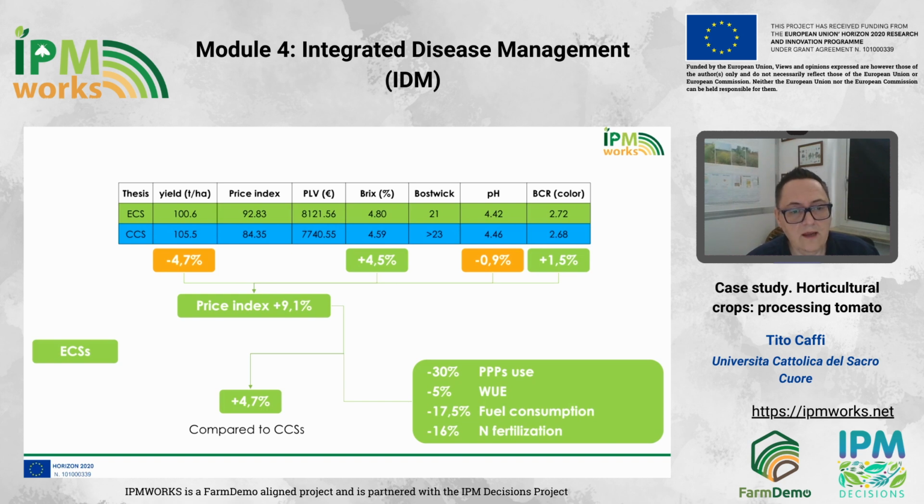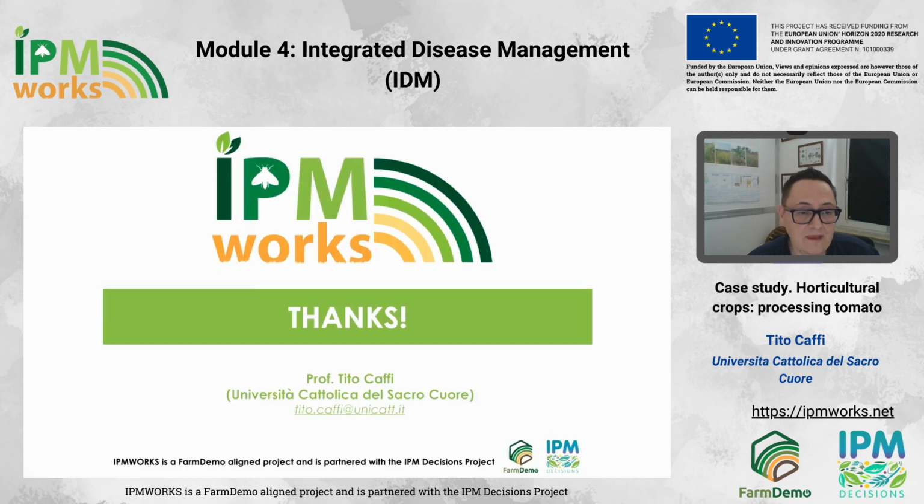Then we can also quantify the better management, with 30% less plant protection product use, a little bit less, 5%, but it is not bad in terms of water use efficiency, a reduction in fuel consumption, and a reduction in fertilization. So it means that we improve the general quality of the processing tomato field. Thanks a lot.